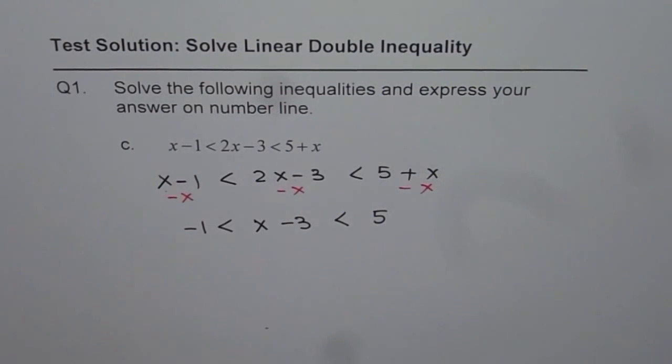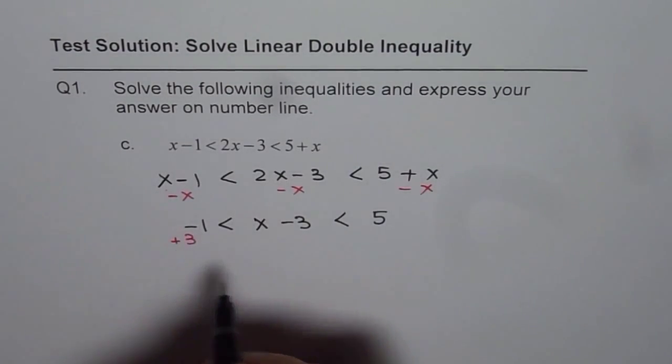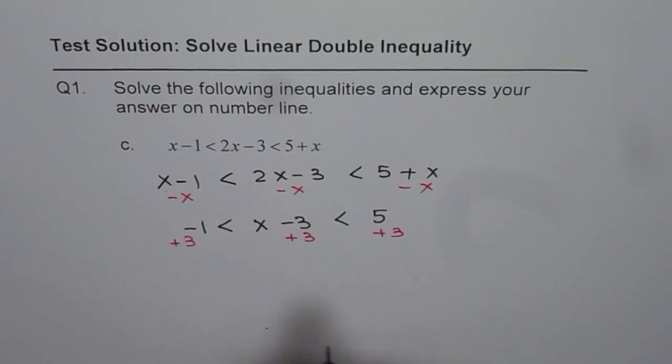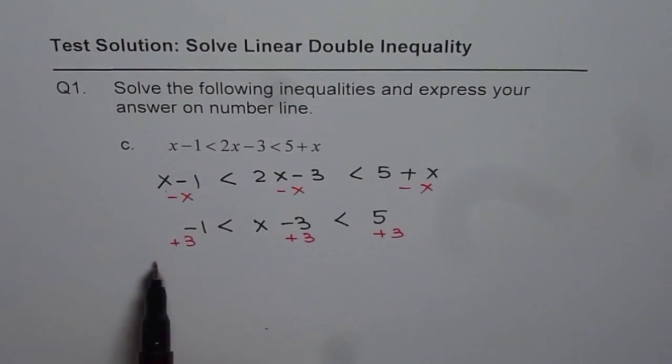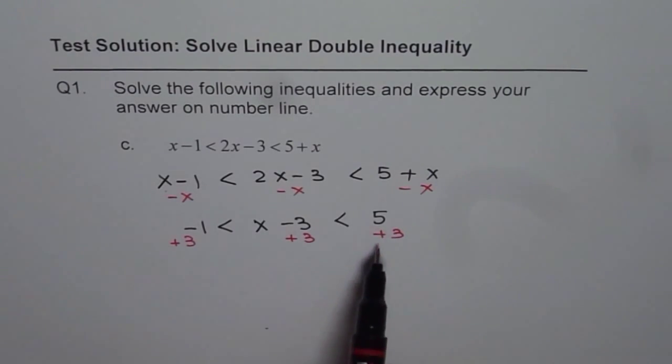Now we have to eliminate minus 3. So what should we do? We'll add plus 3, right? So I'm kind of using a different strategy here, trying to show you steps in a different way. You could write again minus 1 plus 3 less than x minus 3 plus 3 less than 5 plus 3. That's a better way of doing, but this is for your understanding.